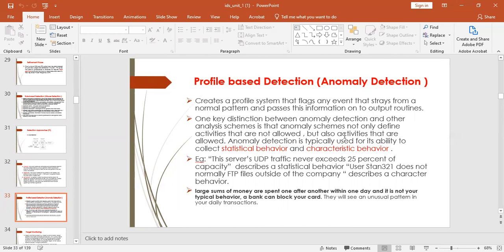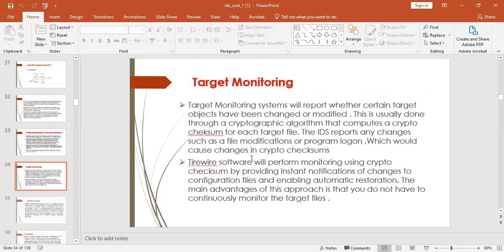The next one is the profile-based detection. Based on the statistical behavior and the characteristic behavior, we will be identifying the intrusions. Otherwise, it will be asked as anomaly detection. Both are the same, profile-based or anomaly detection. You have to mention all these points here.